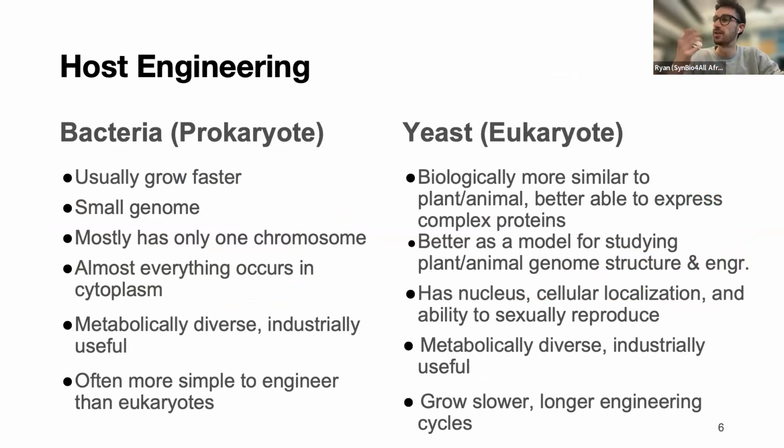And then there's yeast, which is probably the other most popular organism for synthetic biology, along with bacteria. They're useful for studying applications that you might eventually be interested in porting into an animal or plant model, but you want to start in a microbe first because they're biologically more similar. And so they might be better able to express complex proteins that maybe would not express well in a bacterial cell.